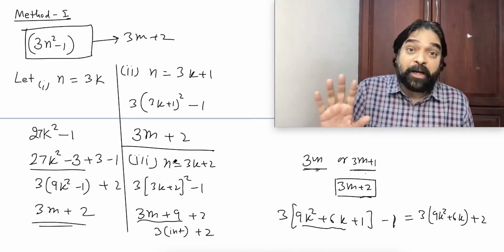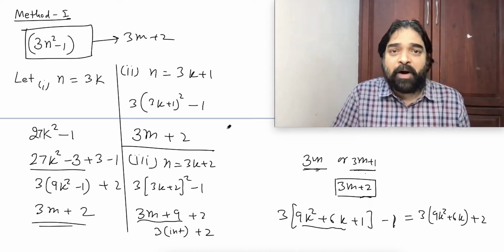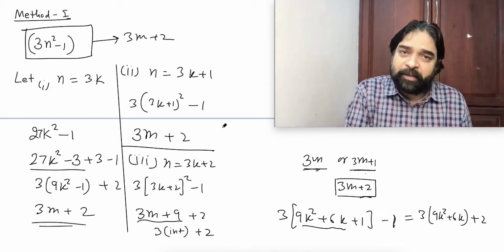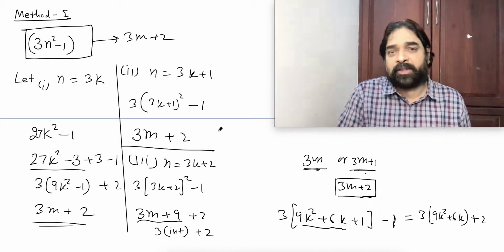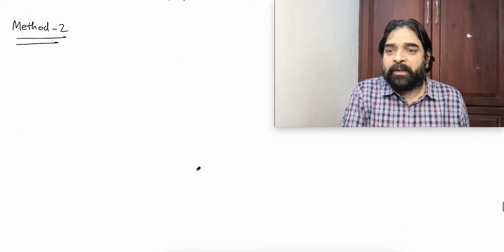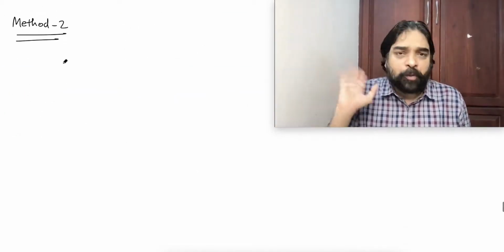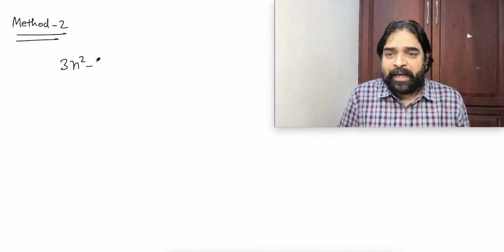So every number in whole mathematics will be in the form of 3n, or 3n plus 1, or 3n plus 2. This is what I am trying to stress. But actually what should we do? I have to prove 3n square minus 1 cannot be a perfect square.